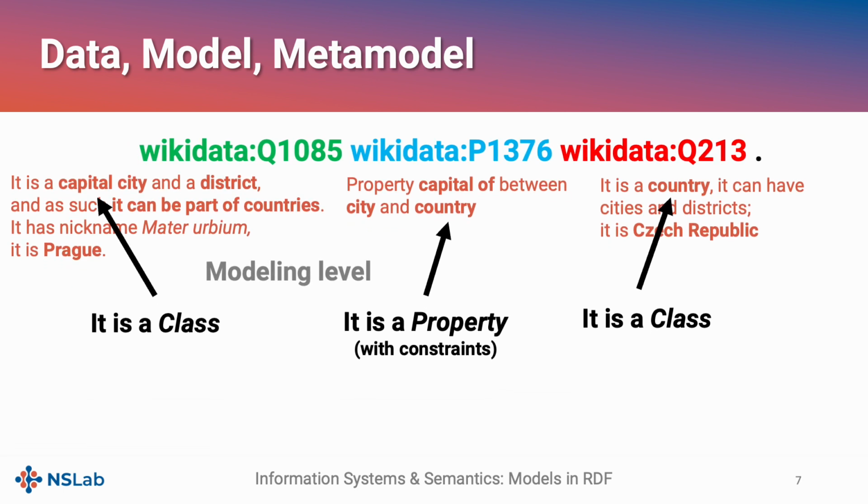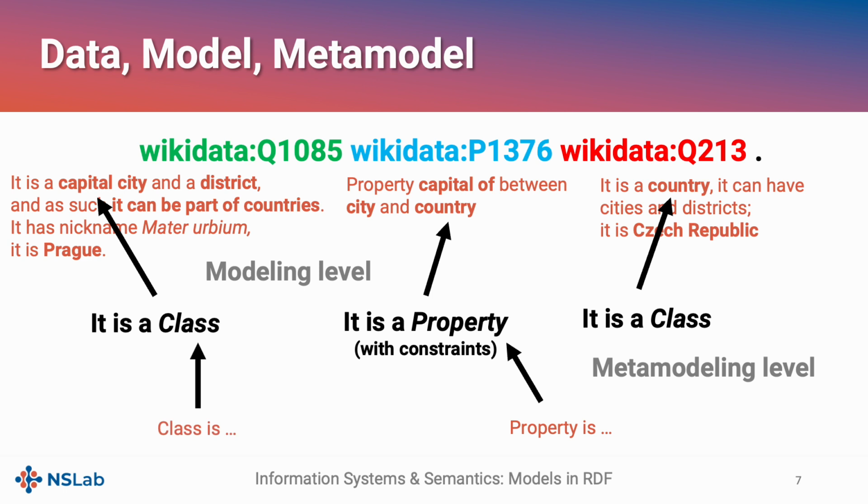But we can go even further to the metamodeling level, specifying what is a property and what is a class. And using the triples, we can do all of these. So we can specify that something is a city, something is a class, something is a property, and all that while keeping all these expressions, all these statements in the RDF format. That only further shows the versatility and flexibility of this technology of semantic web.